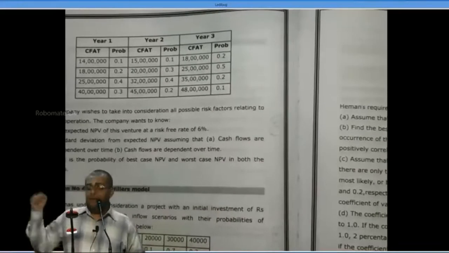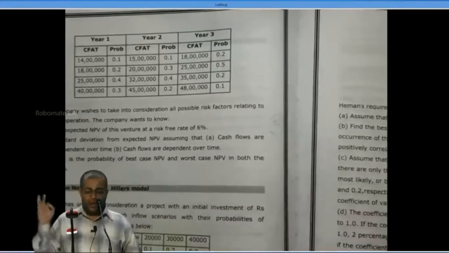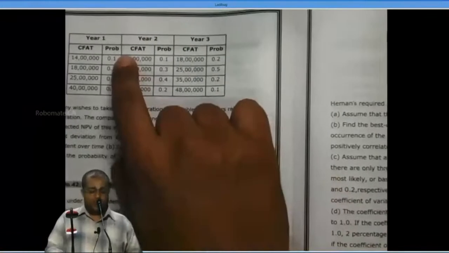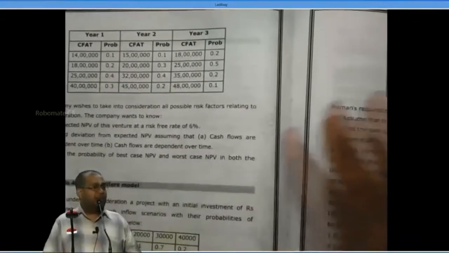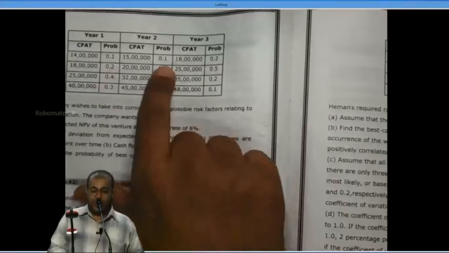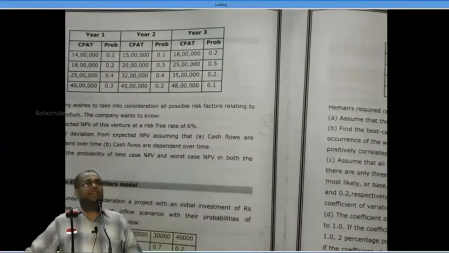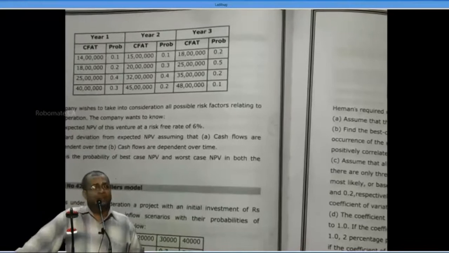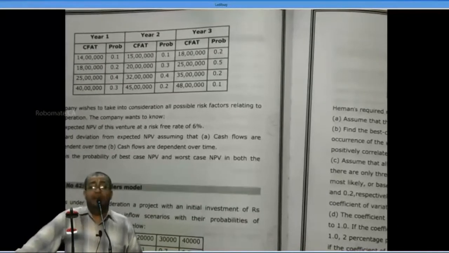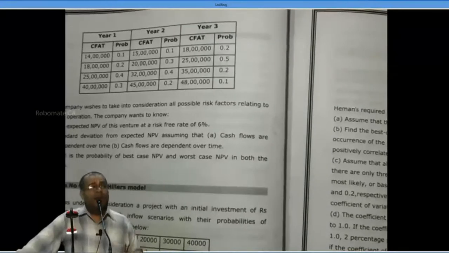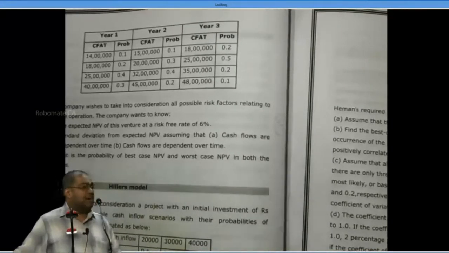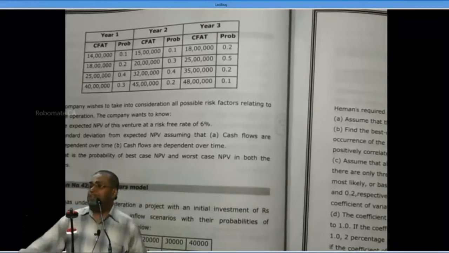Now you answer without me explaining. Worst case NPV, dependent cash flow. What is the probability? 0.1. Worst case NPV, independent cash flow. 0.1 into 0.1 into 0.2 is the answer. Ultimately I ask you a question: which project will be more risky, dependent cash flow project or independent? Dependent is more risky because the entire project depends on the first year, and if that is bad, everything goes bad. But independent means they always have a chance to bounce back and make it a good project.